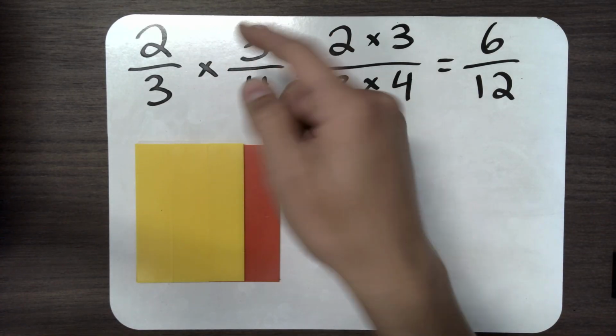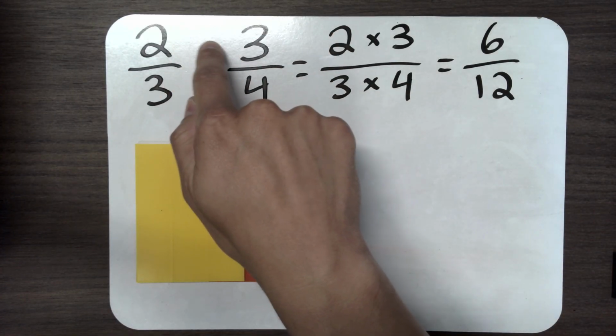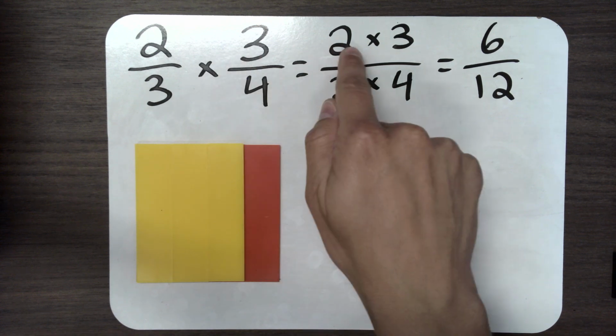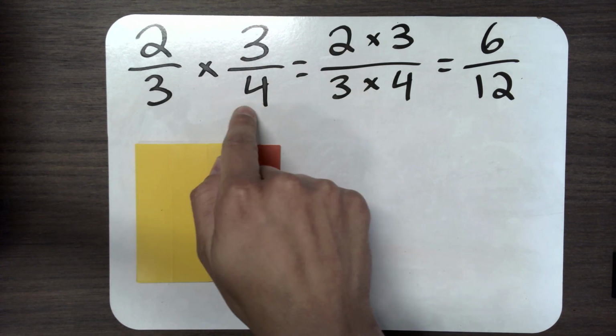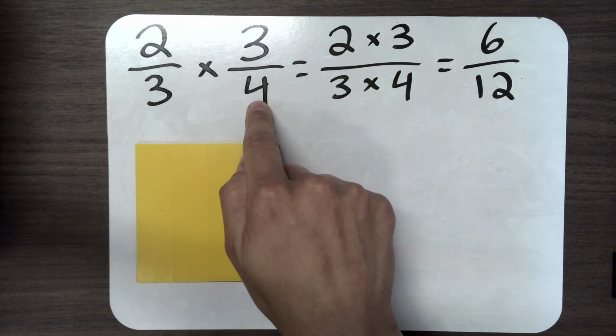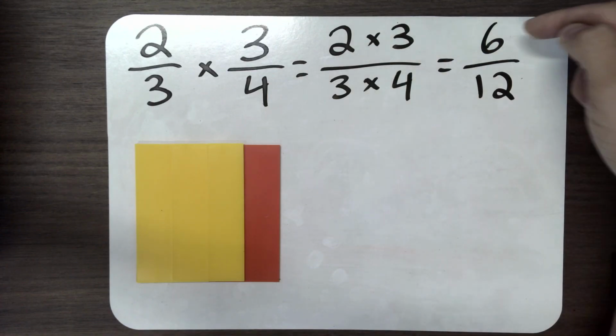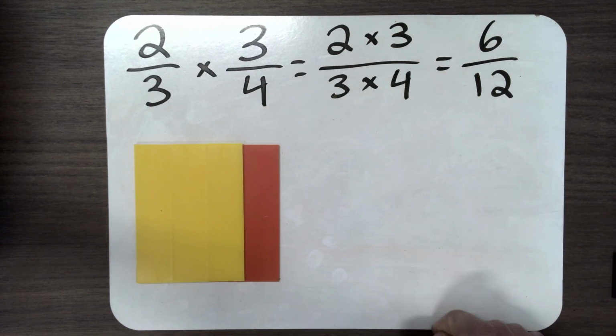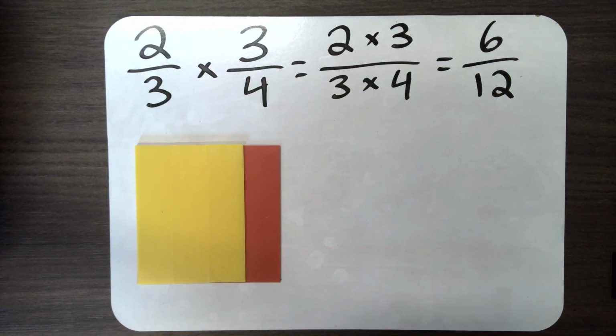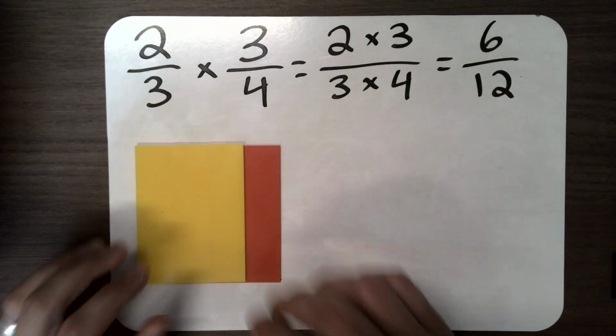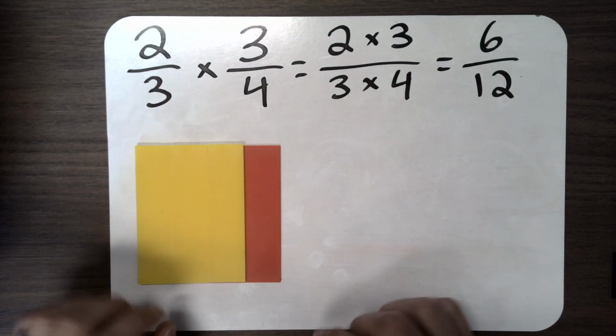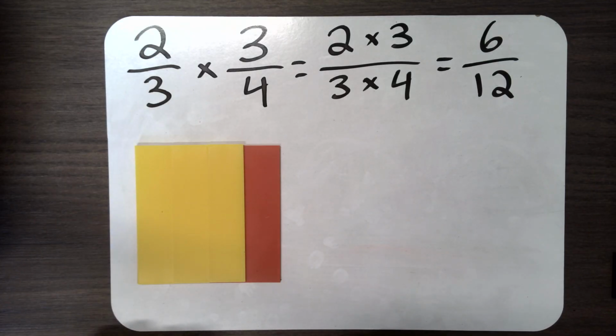Okay, so another way of thinking of that is that we're multiplying the numerators, so 2 times 3, and then we're multiplying the denominators, so this 3 times 4. Okay, so that 2 times 3 would give us 6, and then that 3 times 4 would give us 12. So we're going to look at concrete and representational models to help explain why we can use this algorithm. And we're going to just look at the square area model for this one. I'll do the concrete one first, and then the representational one.